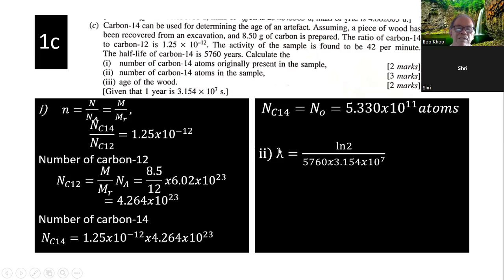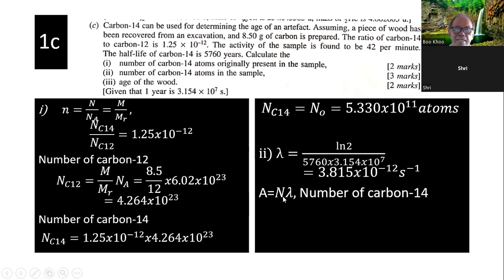That's all. Calculate your lambda. That's the most important one. We want to use N lambda. Lambda equals ln 2 over t half. That's your t half, right? We are given 1 year is how many seconds? So this 1 year is converted to seconds.